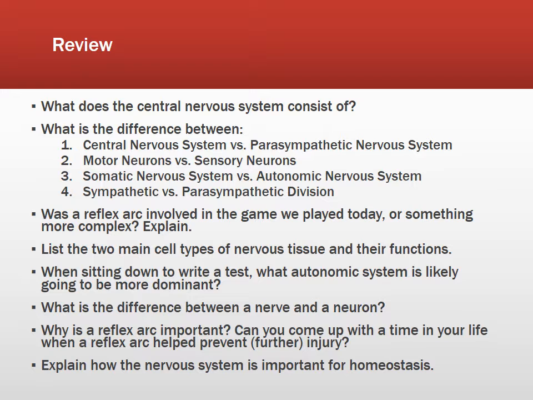So finally, just as a quick review, these questions are on your note as well. If you could go through, just make sure you understand what the central nervous system is, what the differences are between a lot of these things that we talked about, and how your reflex arc is involved in the game that you played today. So hopefully you went ahead and tried that reaction game. Also, list the two main cell types of nervous tissue and their functions. These are the types of questions that I would be asking specifically with regards to the nervous system, what makes up the nervous system, and then the neuron itself you'll also have to know.